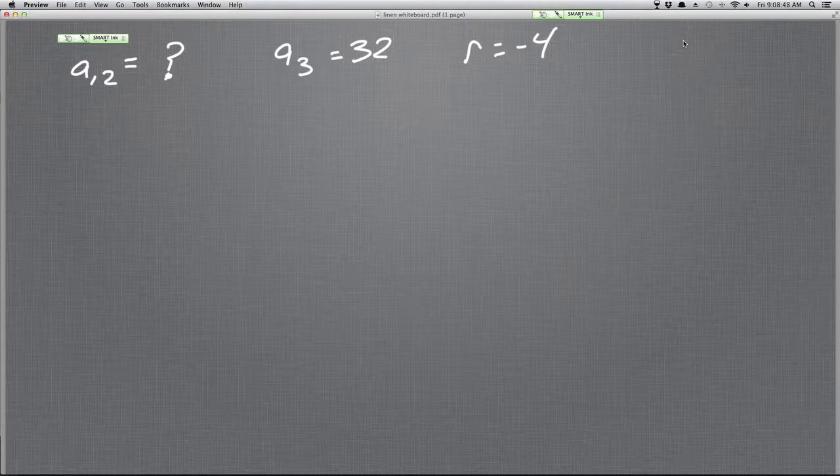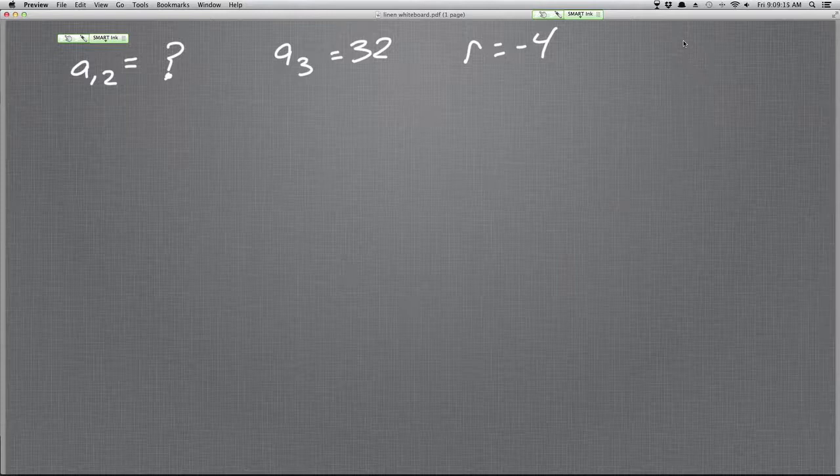Couldn't you just divide by -4 twice? You could do that to get a sub 1, that's fine. But what if you're dealing with a number that's not that close to a sub 1, like a sub 10, and you'd have to divide by -4 ten times? Anybody have any suggestions that do not require us finding a sub 1?